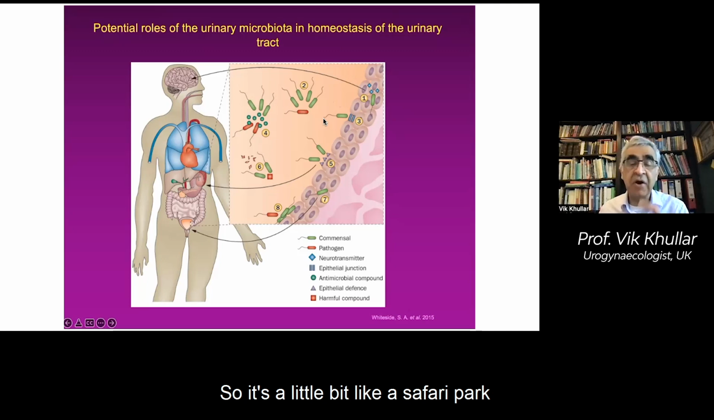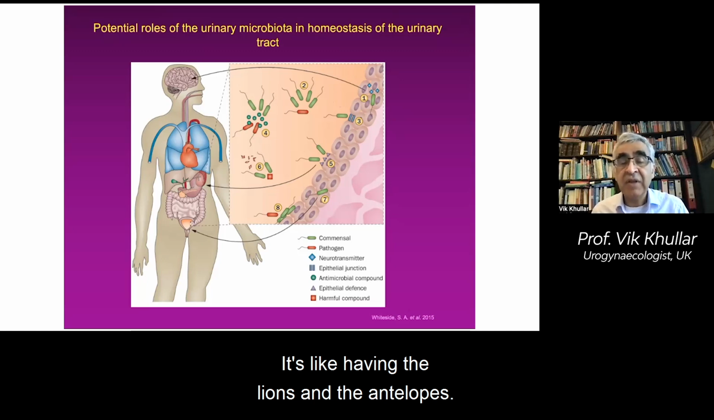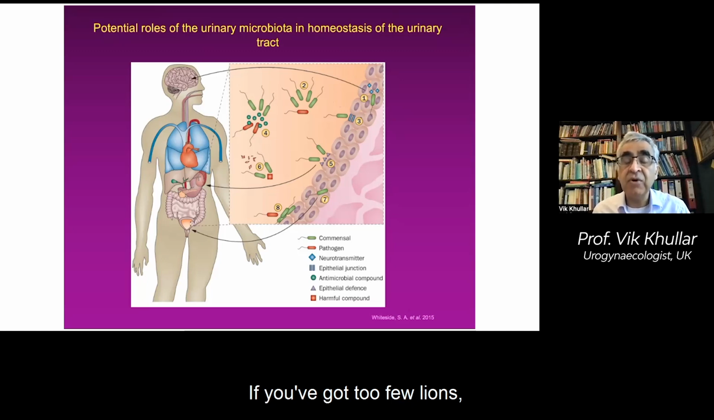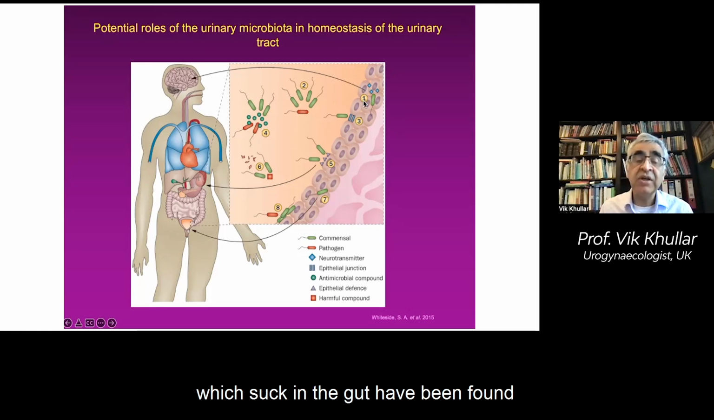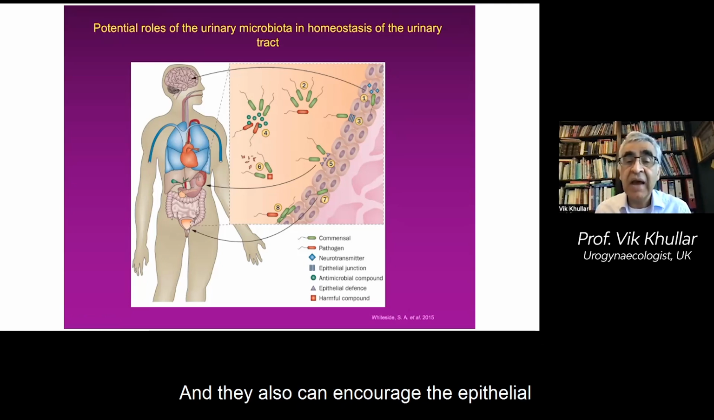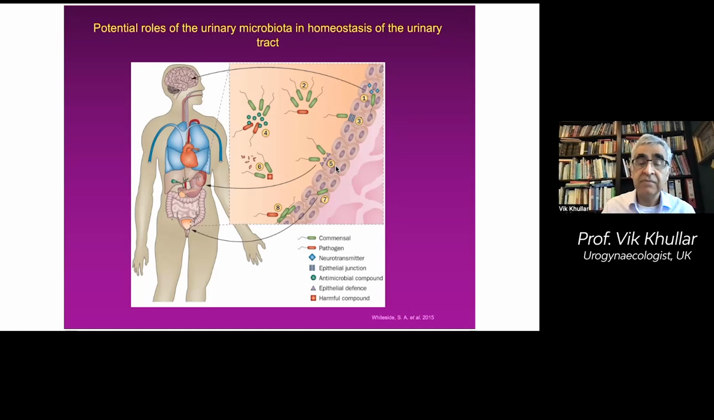So it's a little bit like a safari park where you'll have good bacteria fighting off bad bacteria. It's like having the lions and the antelopes. If you've got too few lions, you end up with loads of antelopes. But they also, interestingly, generate neurotransmitters, which certainly in the gut have been found to alter brain function. And they also can encourage the epithelial or defensive functions of the cells.